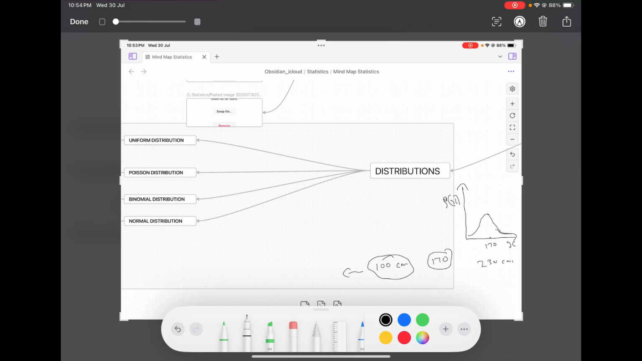Okay, so this is called a normal distribution. Okay, we will study about that. But this essence is called a distribution.